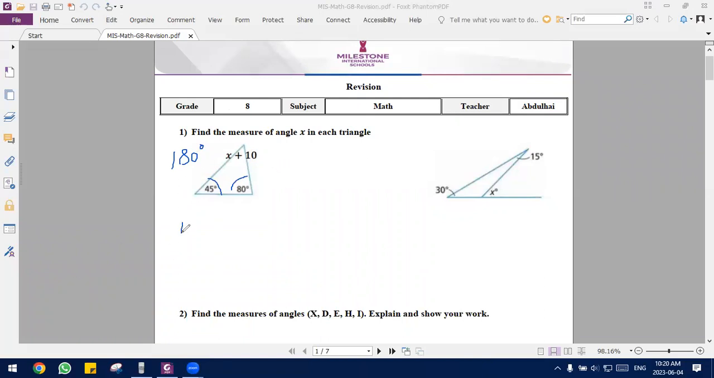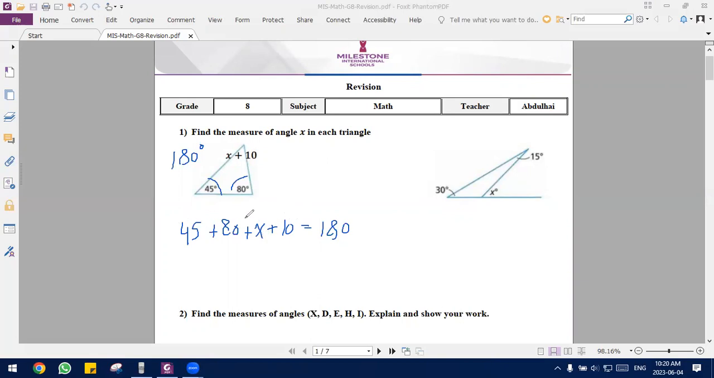So we have 45 plus 80 and then plus x plus 10 equal to 180 degrees. Now for this equation, in order to find x, I need to make x the subject. So I need x to be here alone, removing all these values.